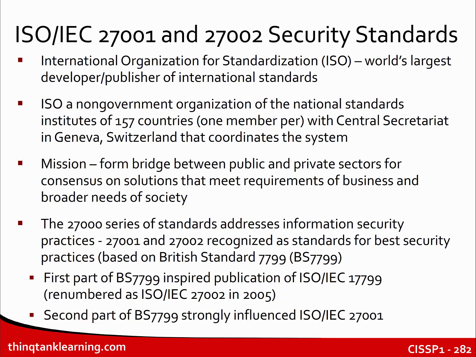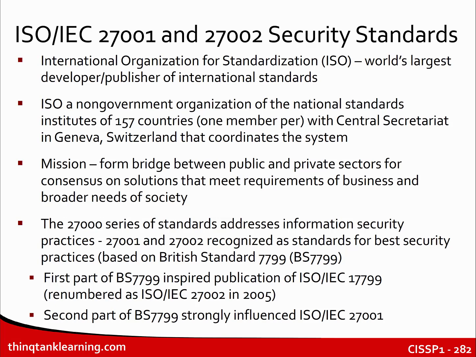ISO IEC 27001 and 002, we talked about these previously. The international standards for establishing security standards for business, public and private sector communication. The 27,000 series of standards are specific to information security practices, like best practice security implementations and so on.